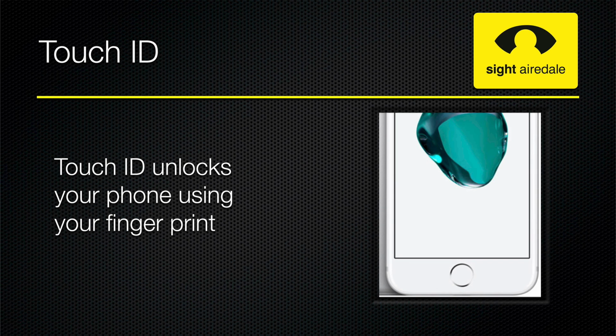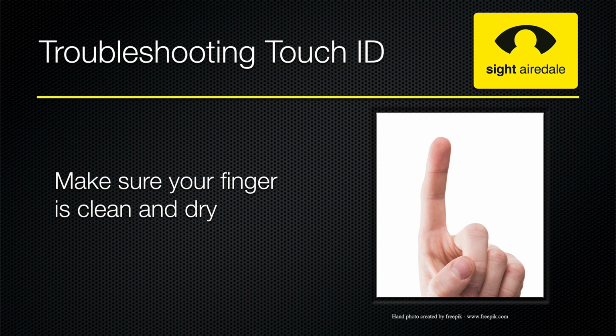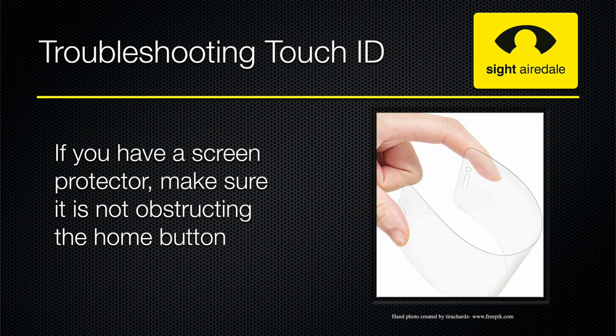If you're having problems with Touch ID, here are some things that you can try. Make sure you've got the latest version of iOS installed. To check, go to Software Update in the Settings menu. Make sure that your finger is clean and dry. Make sure there is no debris on the Touch ID sensor. If you have a screen protector, make sure that it's not obstructing the home button.